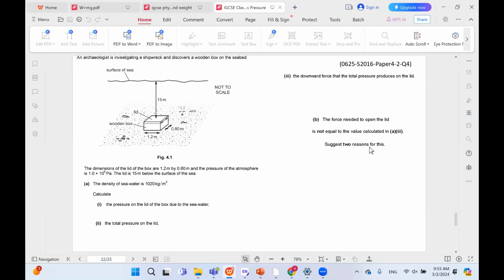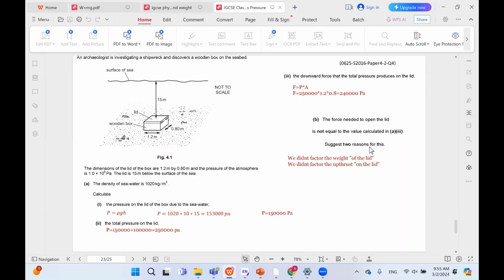So the pressure due to the seawater is simply P_L, pressure of the liquid, which is rho g h. So let's check the answer here. Yes, the pressure on the lid due to the water is simply rho g h, which is 1020 times 10 times the depth. And we are told that the lid is 15 meters below the surface. So therefore, the depth here will be 15. And we multiply these together and we get the pressure.